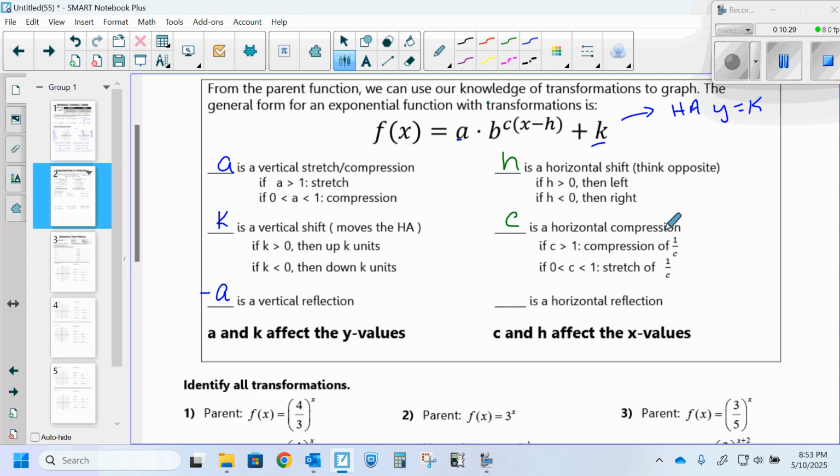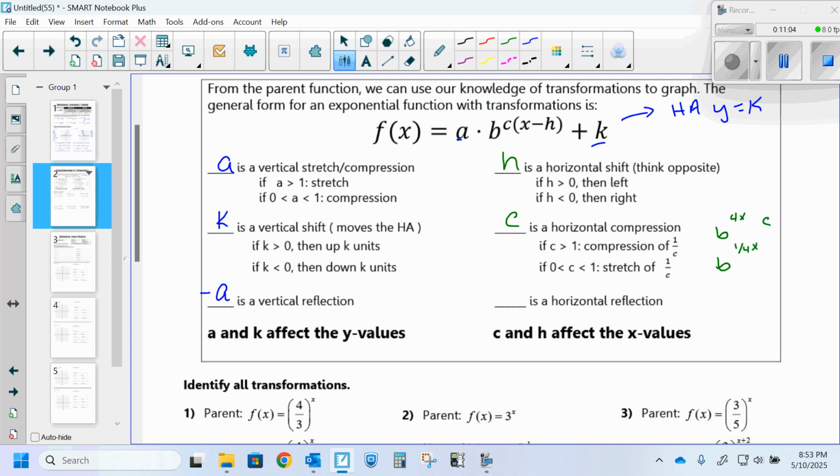C is your horizontal compression. Remember, this is kind of wacky. If C is bigger than 1, then you have a compression of 1 over C. So if you have b to the 4x, that is going to be a compression of 1/4. If C is a fraction between 0 and 1, then it's a stretch of 1 over C. So if you have b to the 1/4 x, you're going to have a stretch of 4.